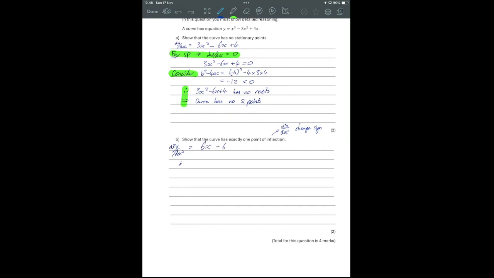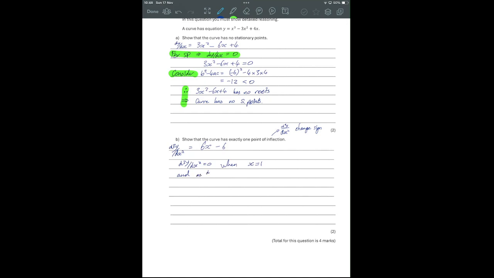And then, well, if you change sign, you have to go through 0. So this is when x equals 1. And there's lots of ways to justify the change of sign. You could sub in 0.9, see what you get. Sub in 1.1, see what you get. I like to just look at the shape of the thing.